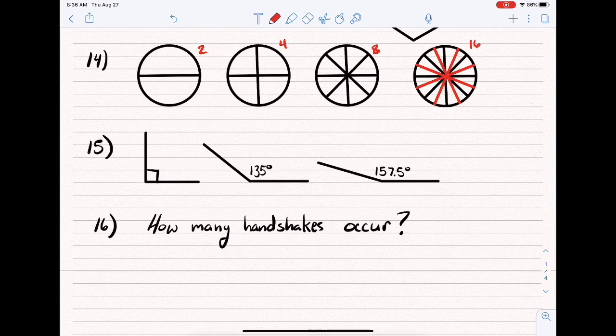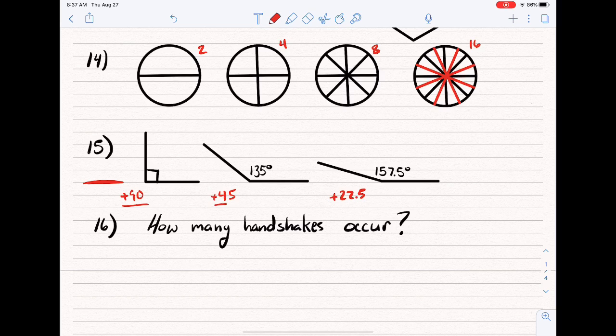But we started with this idea of 90. Maybe we can assume that before that it was actually a 0-degree angle. And so it increased by 90. And then from 90 it went up to 135. So it increased by 45. And then from 135 it went to 157.5, which means it increased by 22.5.